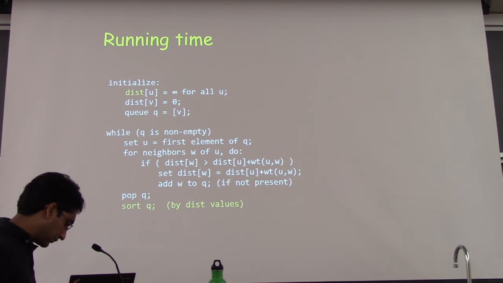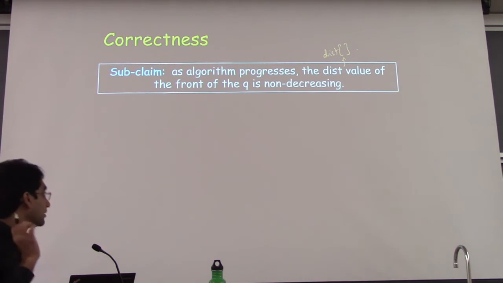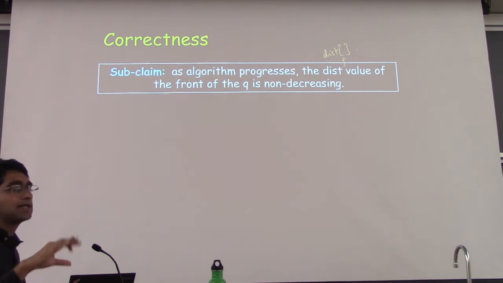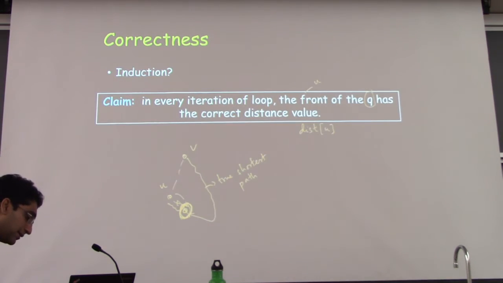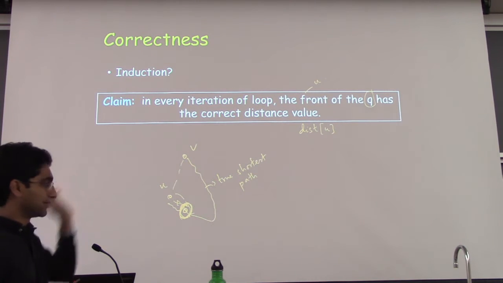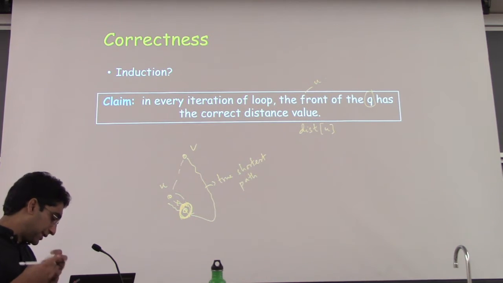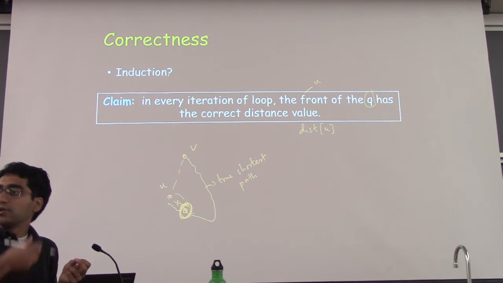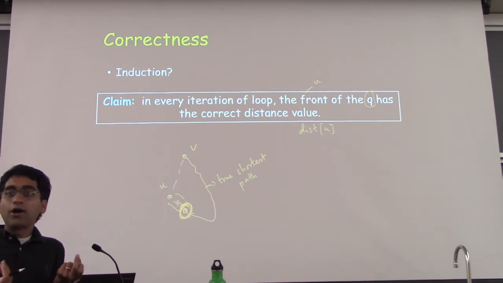So I don't want to get into the full details of the proof, but this is the rough idea. You basically claim that as your algorithm progresses, the dist value of the first element in the queue is always increasing, which means that the value is actually the correct distance. And this means that in every iteration you get one vertex and you get the correct distance for that vertex. So how many iterations could this algorithm have?